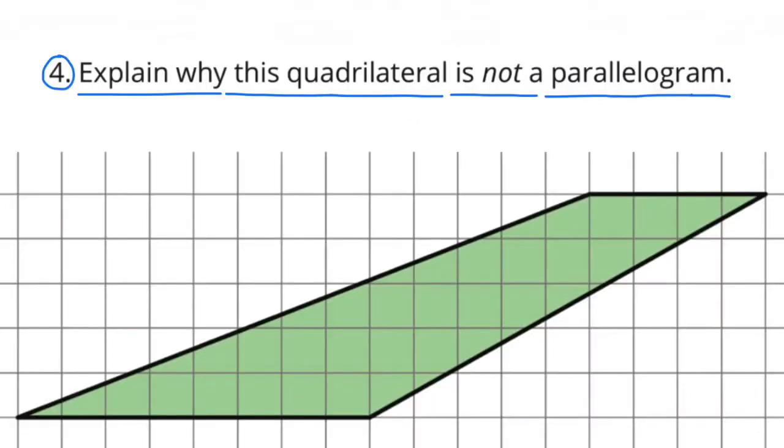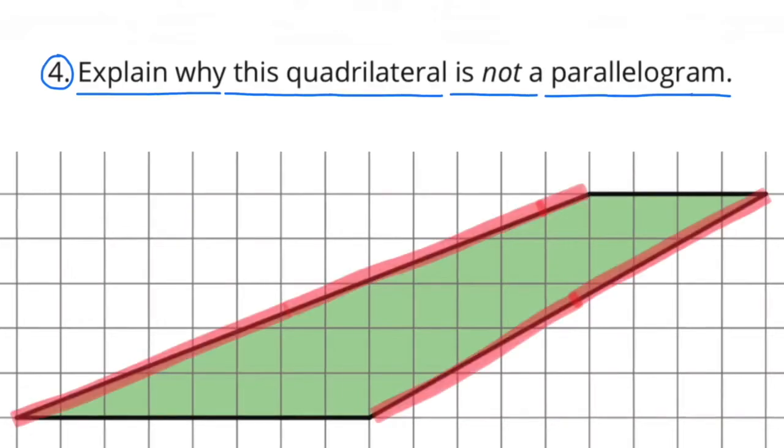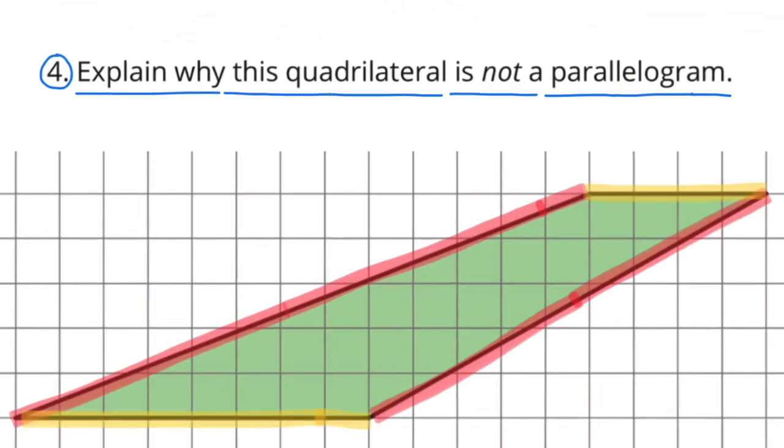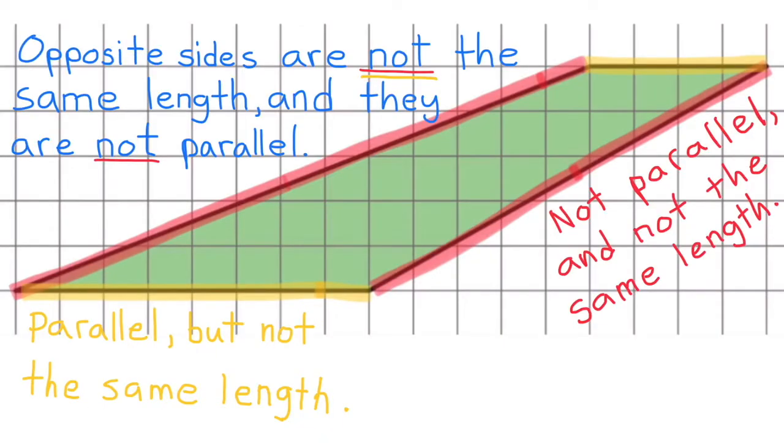Number 4. Explain why this quadrilateral is not a parallelogram. These opposite sides highlighted in red are not parallel and they're not the same length. These opposite sides highlighted in yellow are parallel, however, they're not the same length. This quadrilateral is not a parallelogram because its opposite sides highlighted in red are not the same length and not parallel, and the opposite sides highlighted in yellow are not the same length.